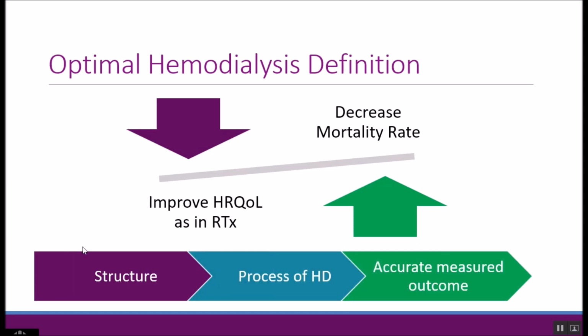You need to move from a good structure of hemodialysis units to a process of hemodialysis with different hemodialysis techniques and safety measures. Then finally, what is the accurate measured outcome, not only for the mortality, but also for the comorbidity associated.